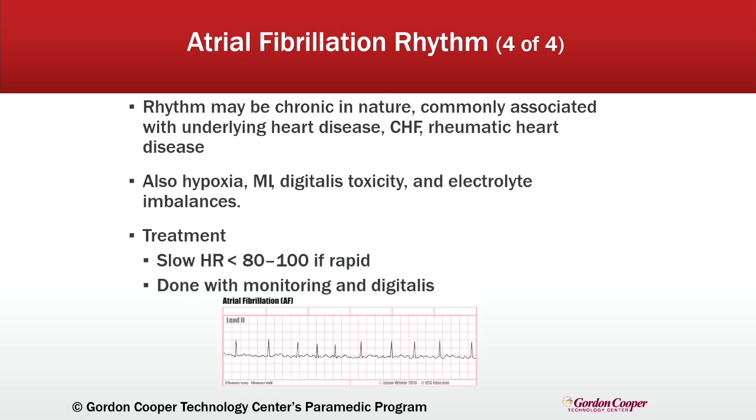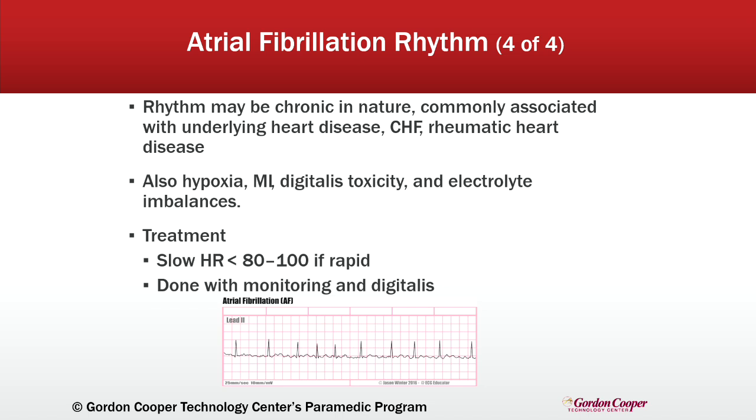Now, this rhythm can be chronic in nature, meaning it can persist over time, so it's commonly associated with several underlying heart conditions such as CHF or even rheumatic heart disease, hypoxia, MI, digitalis toxicity, electrolyte imbalances. So, when treating AFib, especially if the heart rate is too rapid, the goal is often to slow the heart rate to below 80 to 100 to help prevent complications like heart failure or stroke.